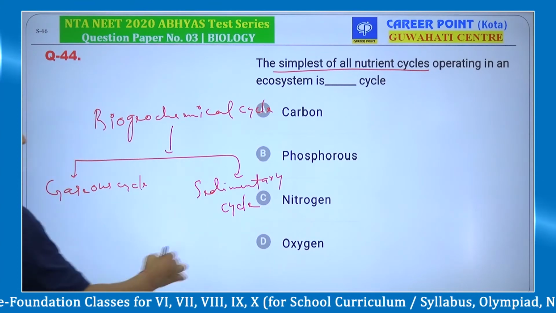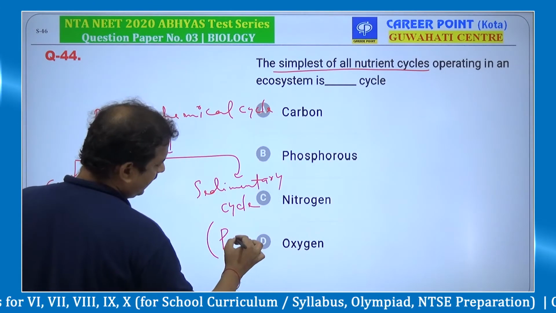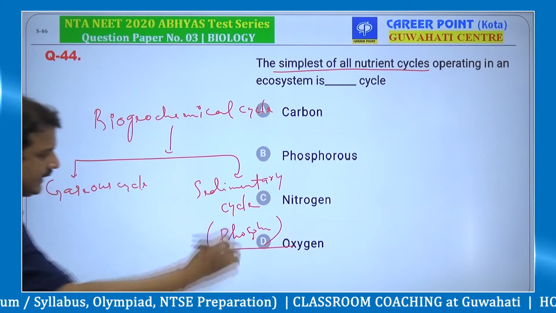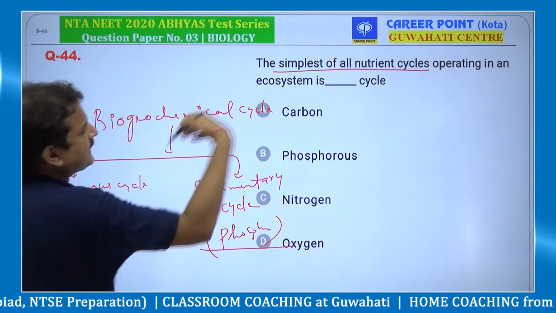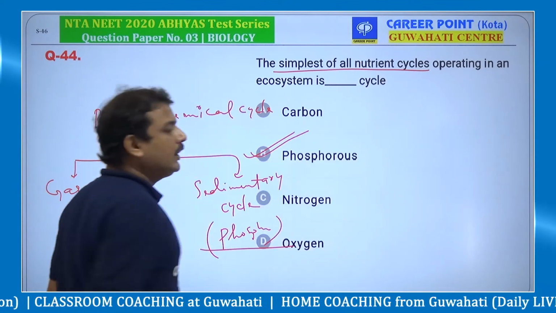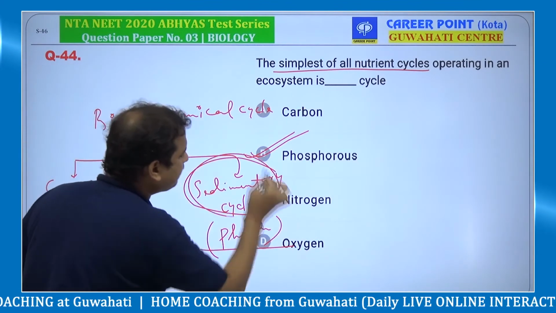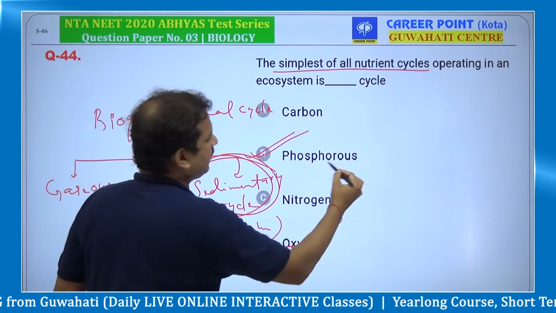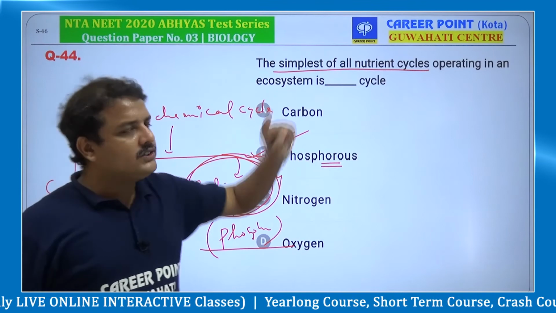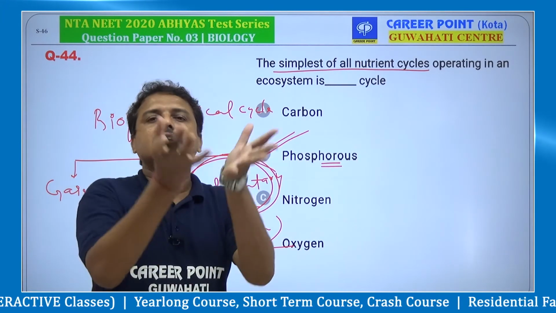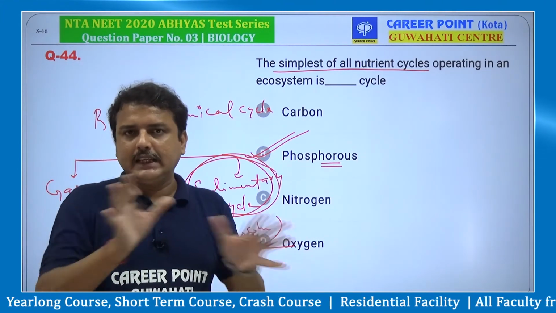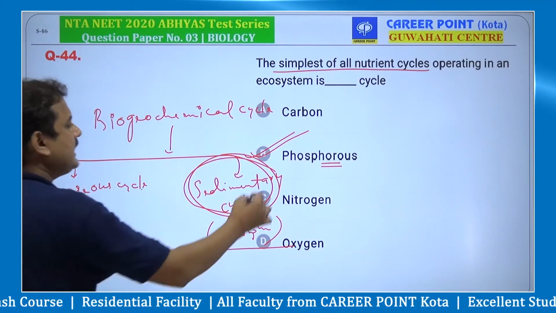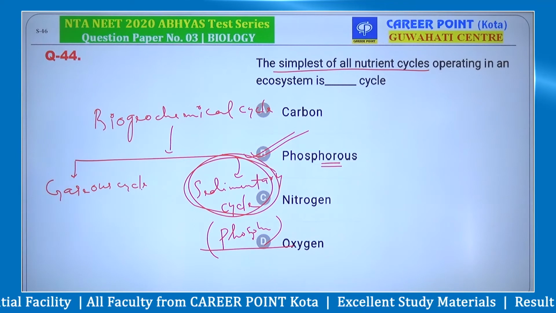Okay. So sedimentary cycle, mainly this is phosphorus cycle. Phosphorus cycle is the sedimentary one. So the simplest cycle is always phosphorus. Sedimentary cycles are always simplest. So as phosphorus belongs to sedimentary, here the answer is phosphorus, because the simplest nutrient cycle is always the sedimentary cycle, not the gaseous one. Sedimentary cycle is the simplest nutrient cycle in an ecosystem. So here the answer is B, phosphorus. Clear? Next.